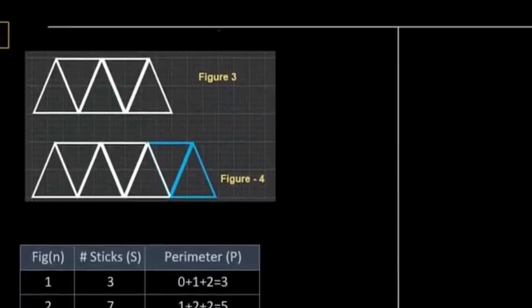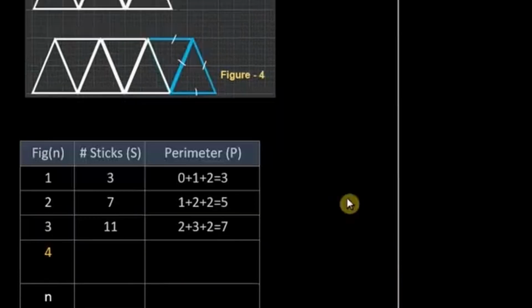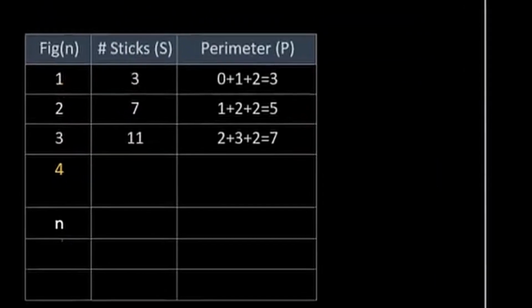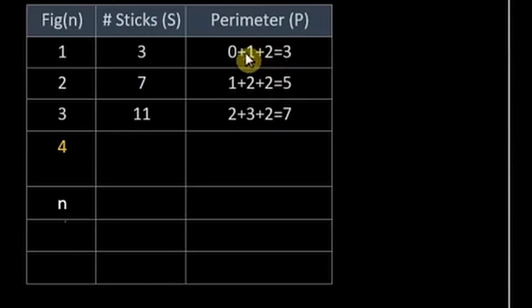Question number 8a. Here we are given 3 figures and we're asked to complete the 4th figure. Here I have completed the 4th figure as shown in blue. These are the sections that we've added here, as you can see. Next, we're given the pattern and the number of sticks and their perimeters that relate to each figure number that we will call n. For example, the first figure would have 3 sticks and a perimeter of 3. As you'll see here, 0 plus 1 plus 2 is equal to 3.